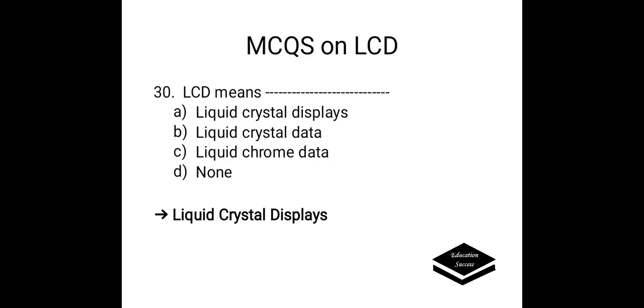LCD means. Options are A. Liquid crystal displays, B. Liquid crystal data, C. Liquid chrome data, D. None. Correct answer is A. Liquid crystal displays. LCD means liquid crystal display.